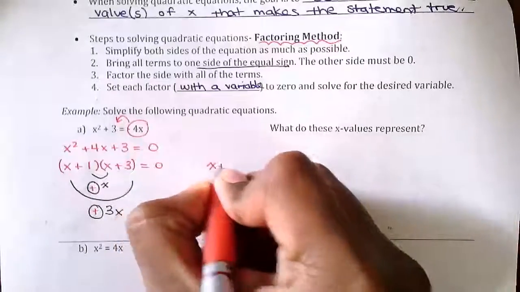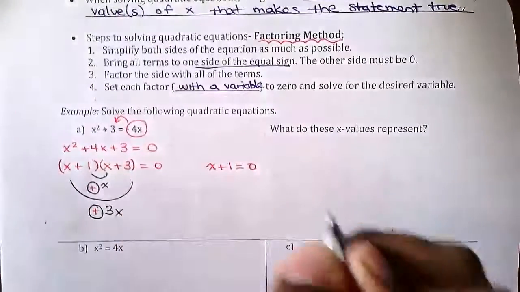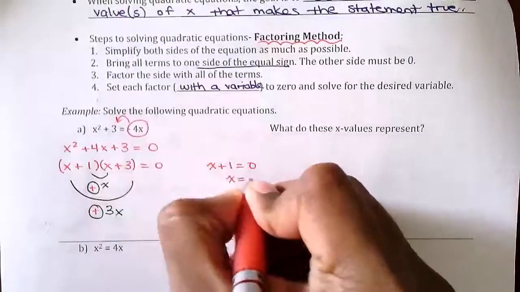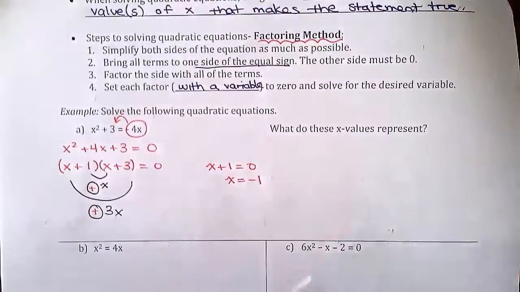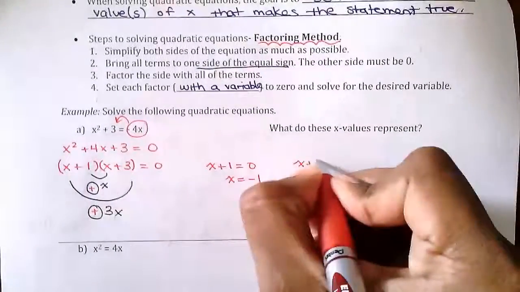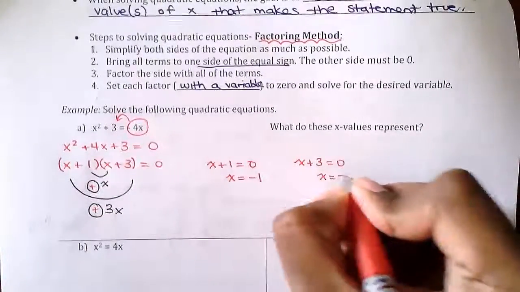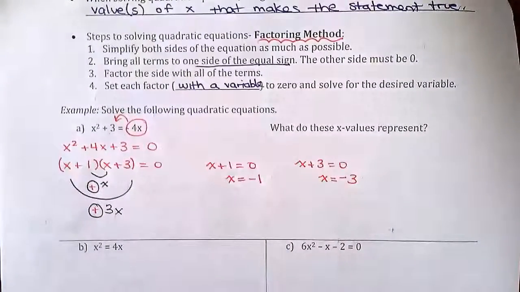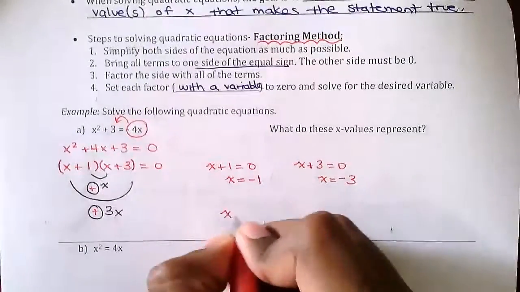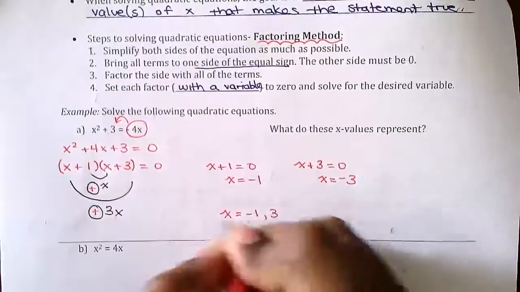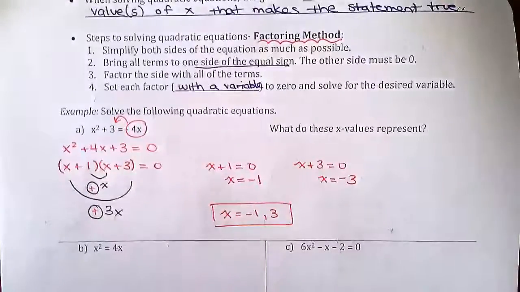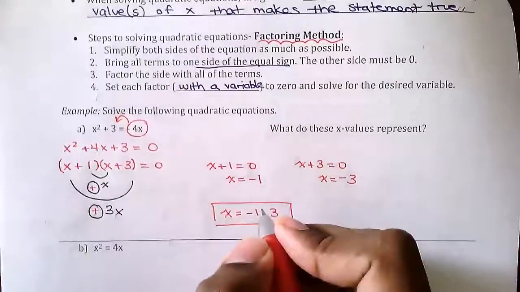So we have x plus 1 is equal to 0. So x is equal to -1. And we have x plus 3 is equal to 0. And x is equal to -3. So at the end, your final answers are -1 and 3. Sorry, -3.